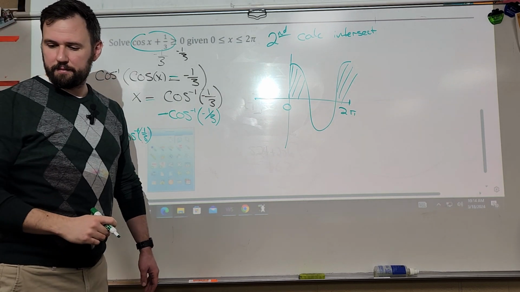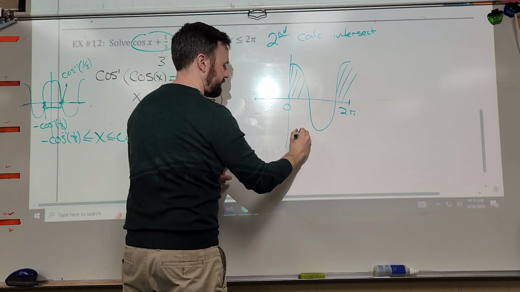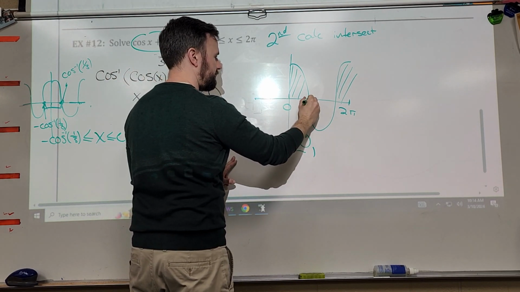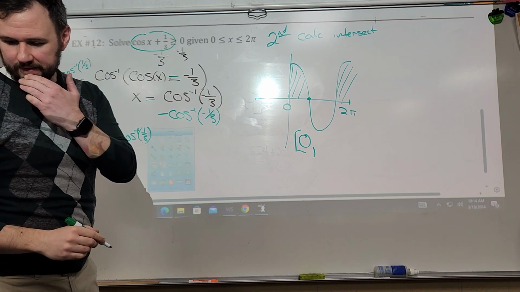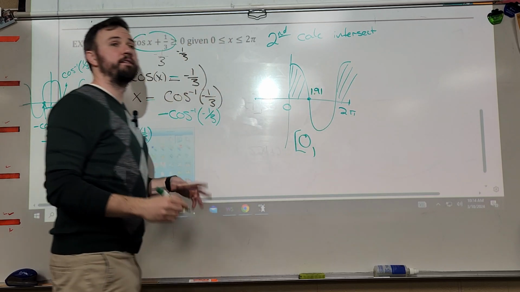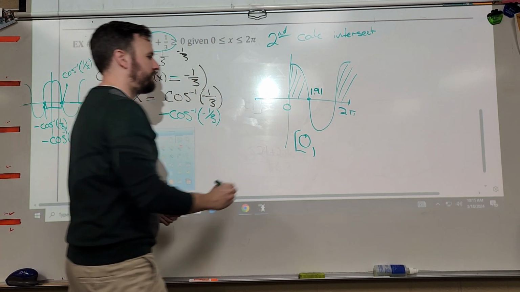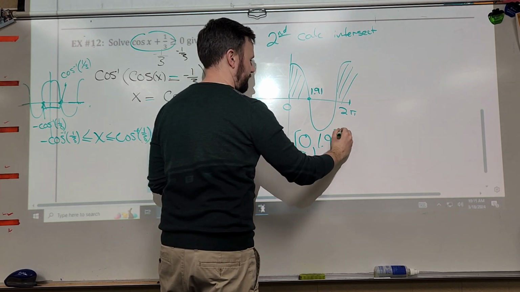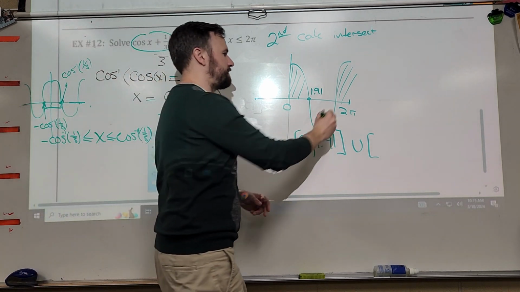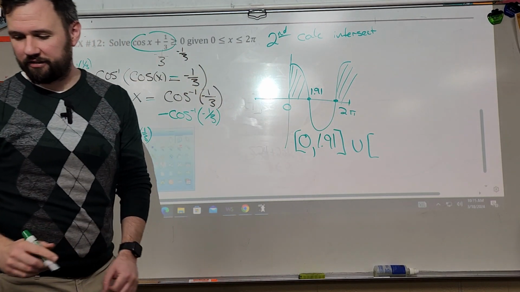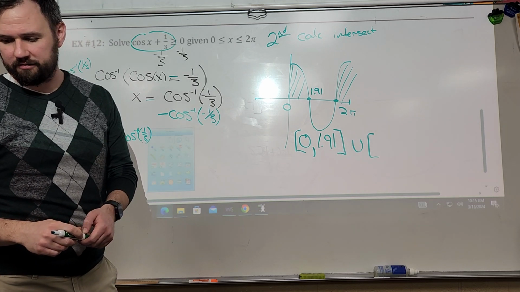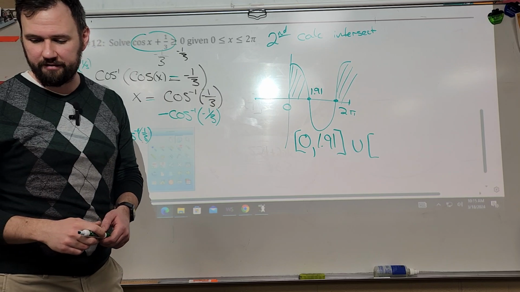So I would do 0, bracket, 2. What's that point? 1.91. Again, the calculator did it for me. So I'm going to put that in a bracket. And then from, what's this point? If you guys need me to do this on a calculator, just ask. I did not get 3.82. I got 4.37.